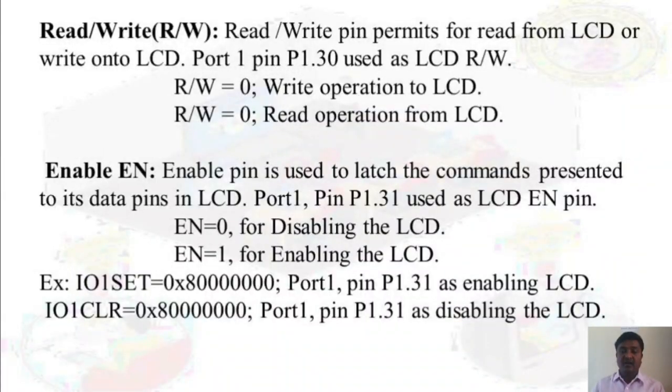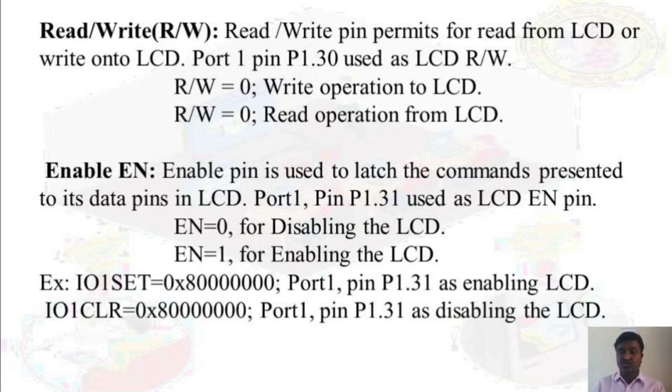Now the read write pin. The read write pin permits reading from the LCD or writing onto the LCD. Port 1 pin P1.30 is used as LCD read write, as we have seen in the port pin diagram. If read write is 0, it is a write operation to the LCD. RW equal to 1 means a read operation from the LCD.